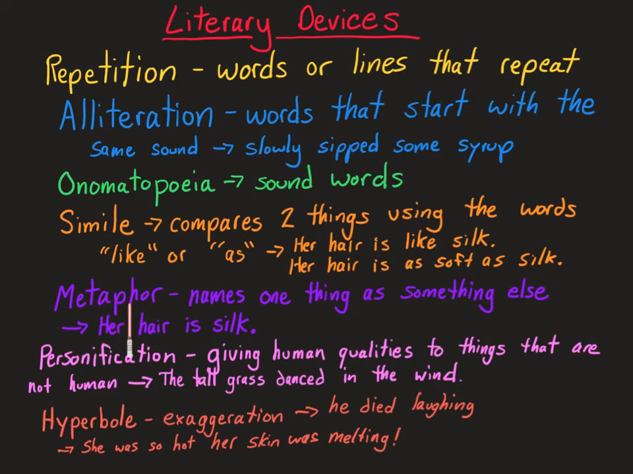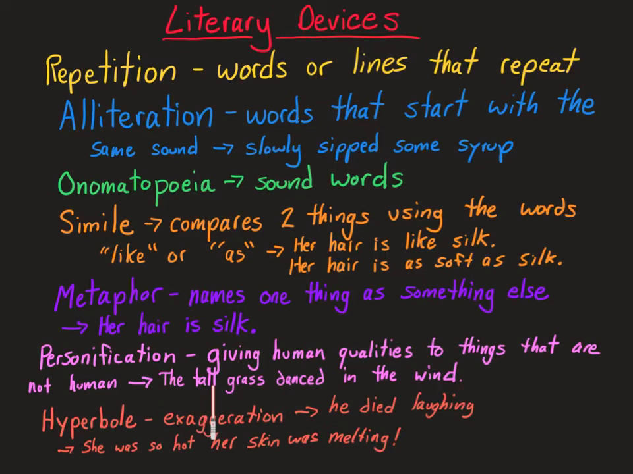Metaphor is the same thing. It's comparing two things, but the metaphor just names one thing as something else. So if we were talking about the same person's hair, we would just say, her hair is silk. Next is personification. And that's when you give human qualities to things that are not human.